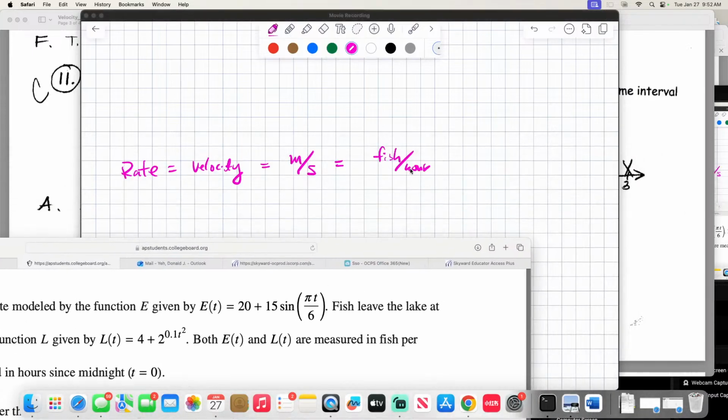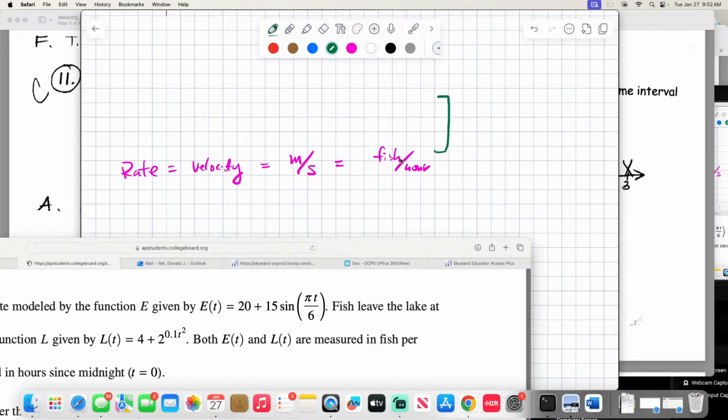So they don't want a rate, because if they wanted you to plug in the rate, that would be fish per hour. The unit's wrong. Does that make sense? So what you have to do is take this and integrate it. If I integrate fish per hour, what am I going to get? Fish. If I integrate velocity, it will be meter, right? Because there is no second, not meter per second, not miles per hour, it will be mile or meter. Is that okay? Give me a second.